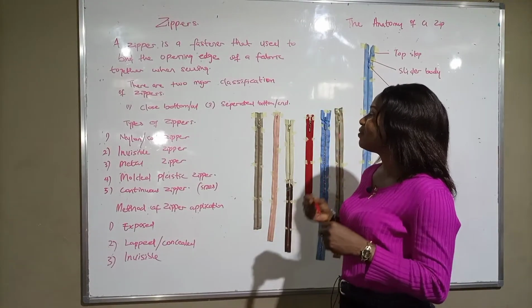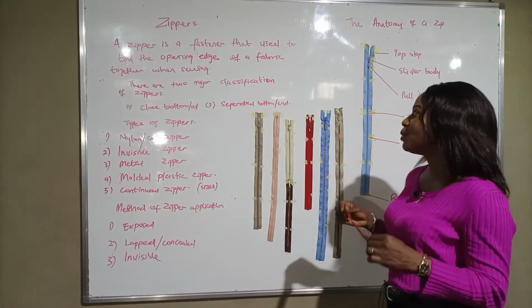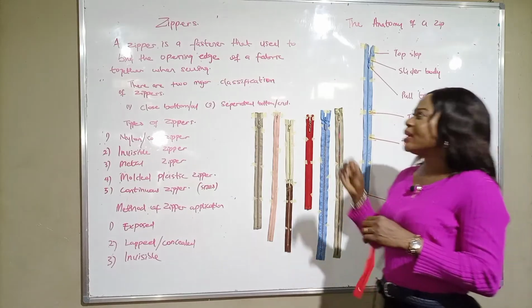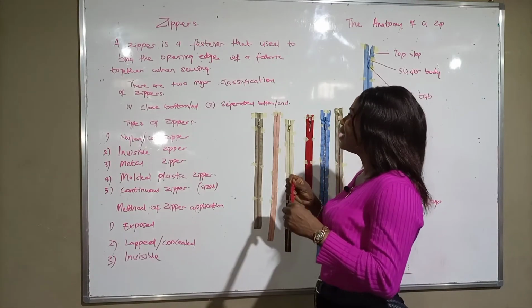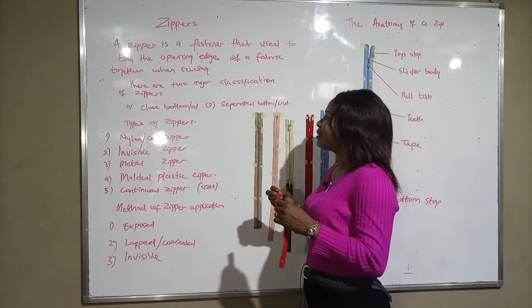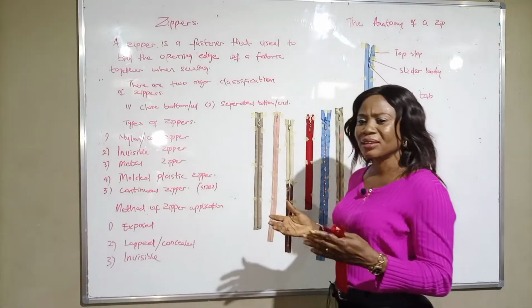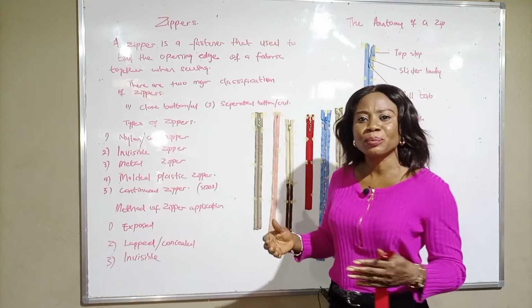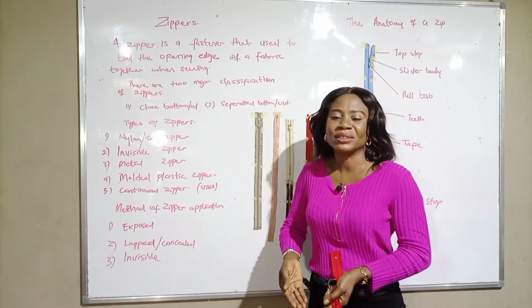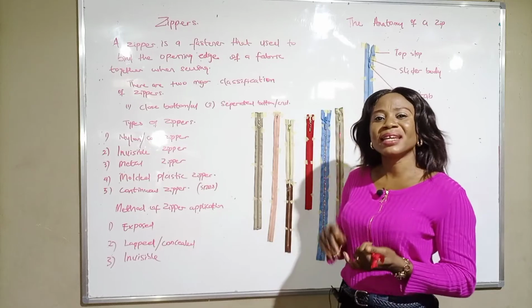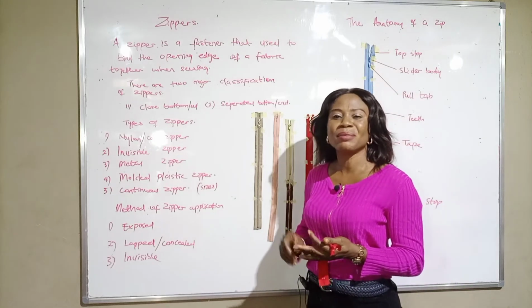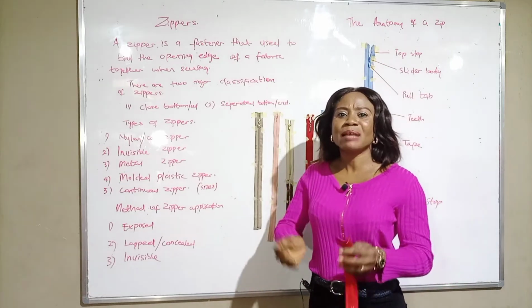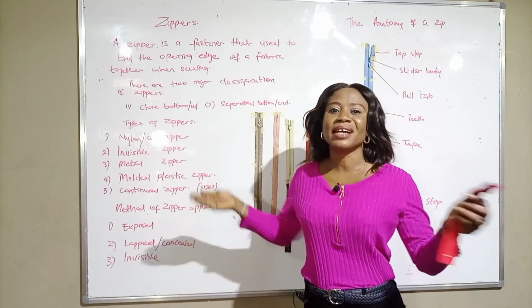A zipper is a fastener that is used to bind the opening edge of the fabric together when sewing. A fastener can be any other sewing material that helps you to create an opening on any fashion project you are working on. You need to create an opening for you to be able to access whatever you are working on. Like if you are making a skirt, a trouser, a blouse, or a dress, a fastener must be there. It helps you to create an opening so that you can access it.